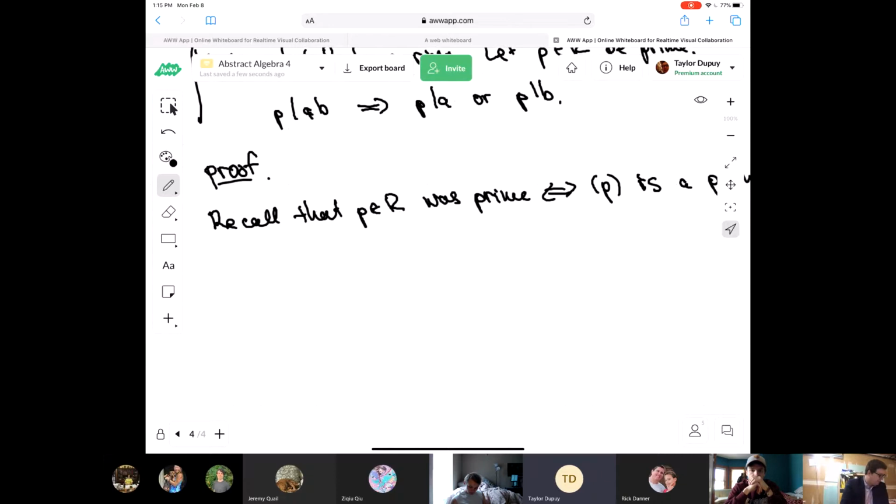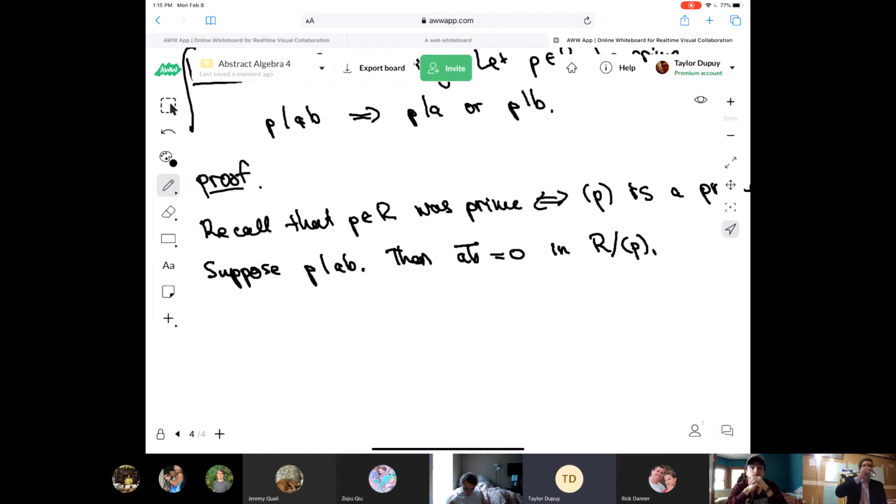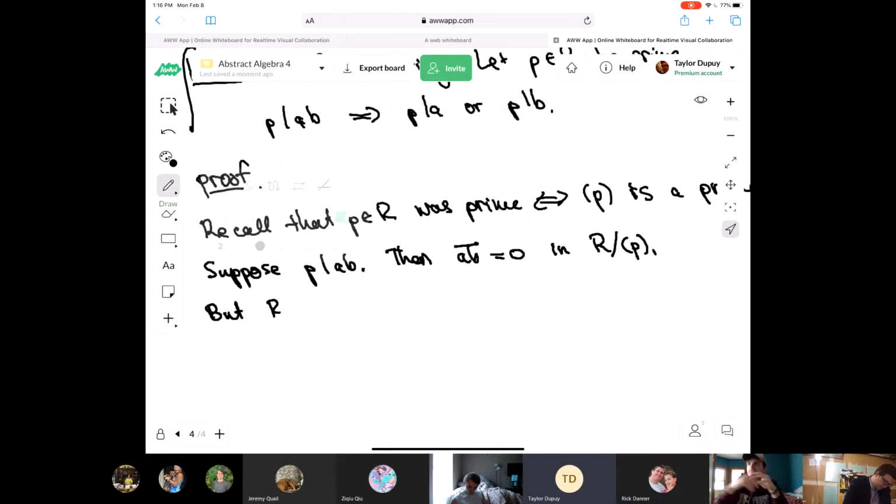Suppose now P divides A times B. Then we have AB equal to 0 in this ring R mod P. But we proved that for every prime ideal, R mod P is a domain.